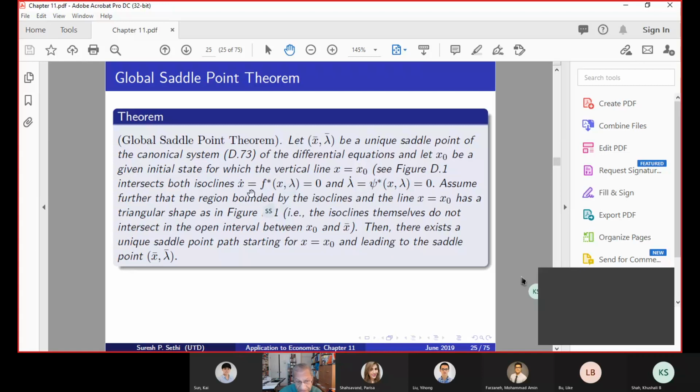Okay. And a vertical line at x0 intersects both of these. Assume further that the region bounded by the ascending line and the line x equal to 0 has a triangular shape. I will give you the picture. Then there exists a unique saddle point path starting from x0 and leading to the saddle point x bar lambda bar. That's all we need to do. That's all. We're not computing lambda 0. We're only showing that there exists one.